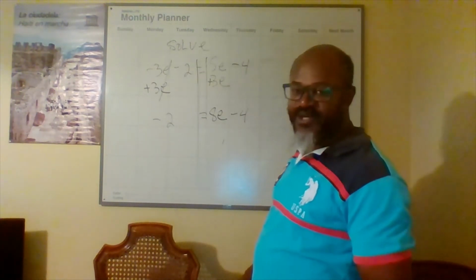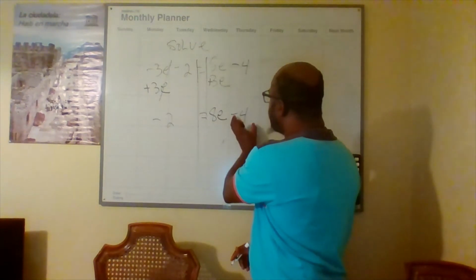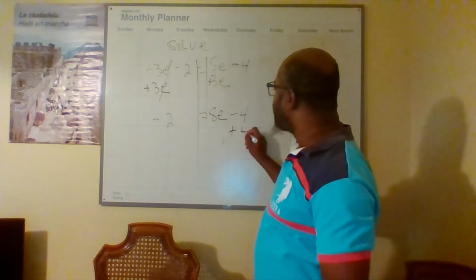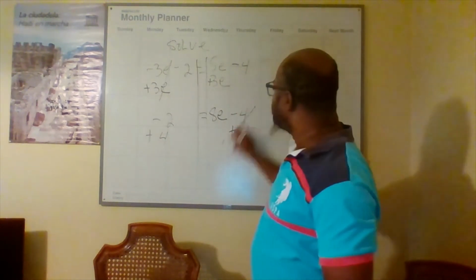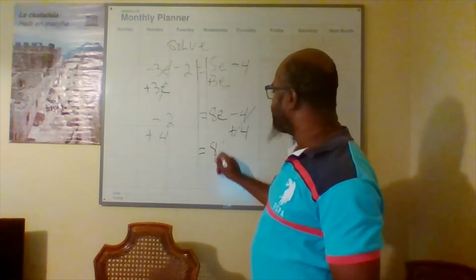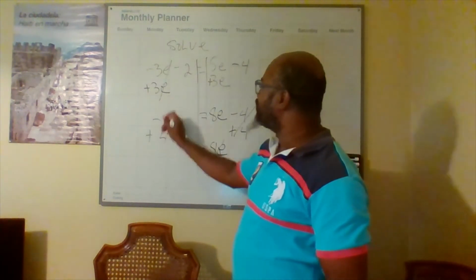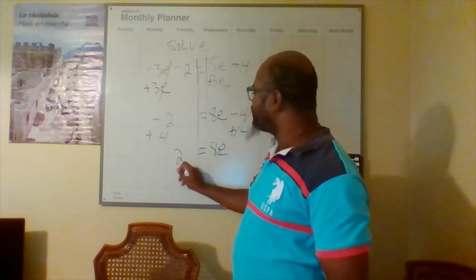Now I have my variable on one side, and I need to move this on the other side. I will have to add 4 on each side. Then this will cancel out. Across the equal sign, you end up with 8e is equal to, when you have a negative 2 and a positive 4, you will end up with a 2.